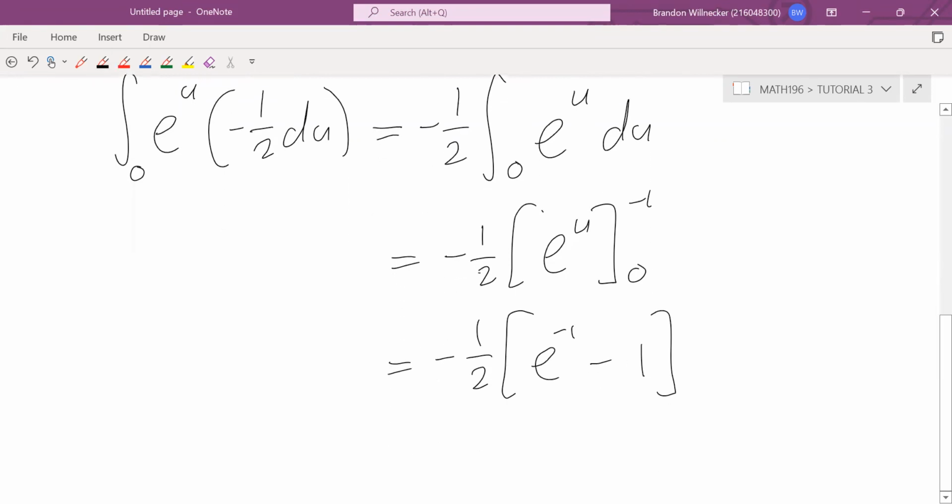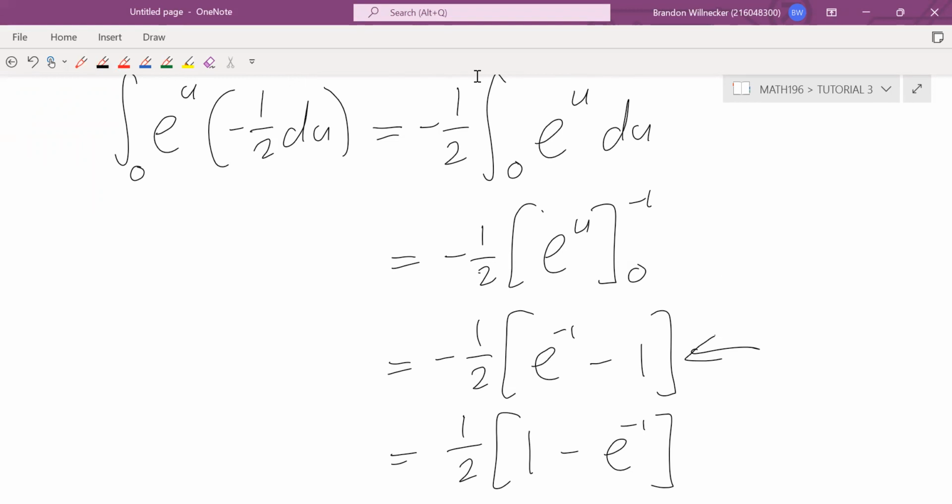Okay, you can leave it like that if you want, but if you want to take the minus from the minus 1/2 inside, you can swap the terms and we end up with 1/2 times (1 minus e to the minus 1). Just so we don't have so many minus signs lying around. But this previous line, that's perfectly fine. I don't mind that.